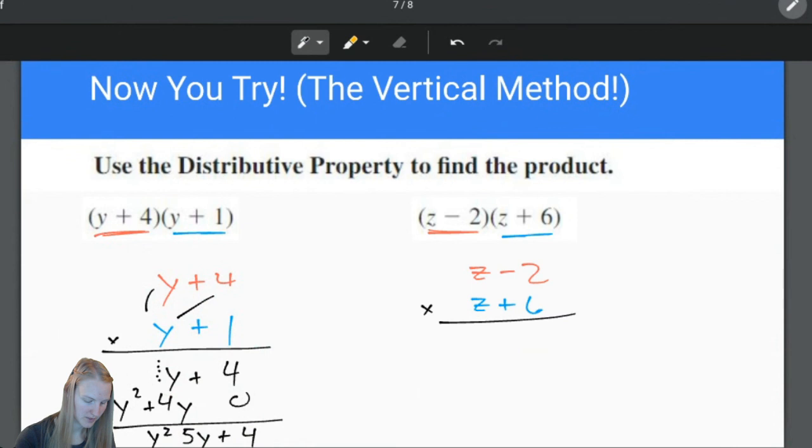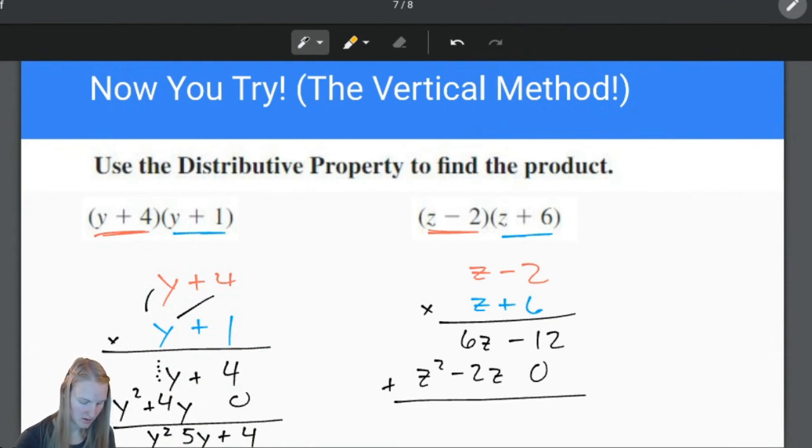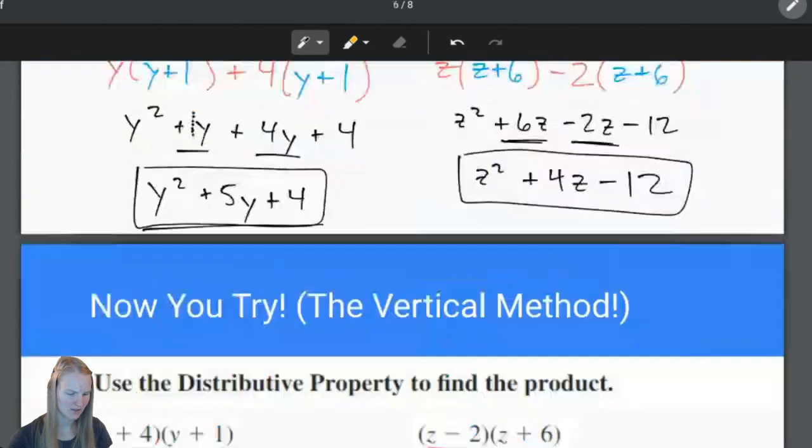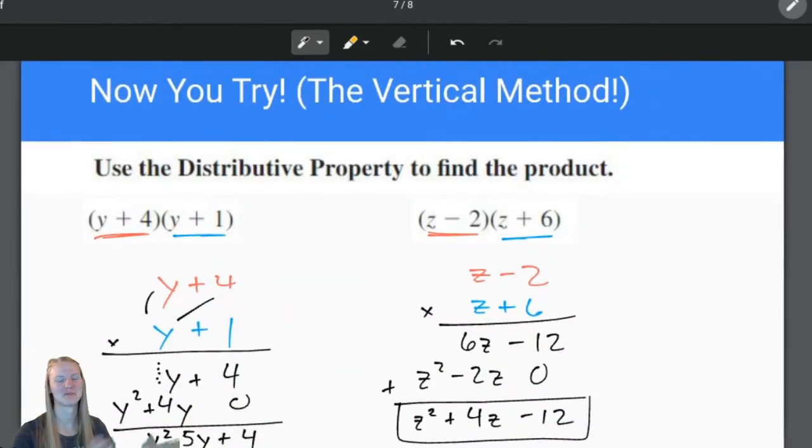And we're going to multiply them together. So the 6 times negative 2 is negative 12. 6 times Z is 6Z. And then we're going to leave a space underneath the 12. Z times negative 2 is negative 2Z, and Z times Z is Z squared. Now all that's left to do is combine them all together. Negative 12, 6 minus 2 is 4Z plus Z squared. And is that the same thing we got last time? It is the same thing we got last time.